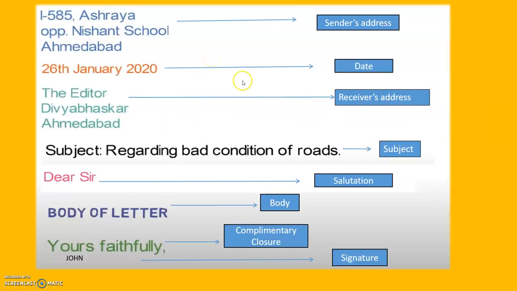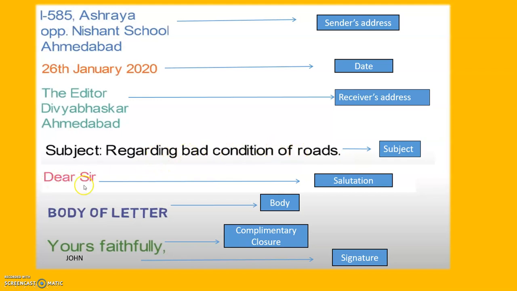Remembering the 8 points, children. First you write the sender's address, then you write the date. Okay, I have just put any address here. Okay, this will be your address. Then the receiver's address, you're writing to the editor. Okay, and you write the address. Okay, anything you can put here. Then subject, remember, after the receiver's address is the subject. So write the word subject, put the colon, okay, and regarding bad condition of road. This you get from the question only, children.